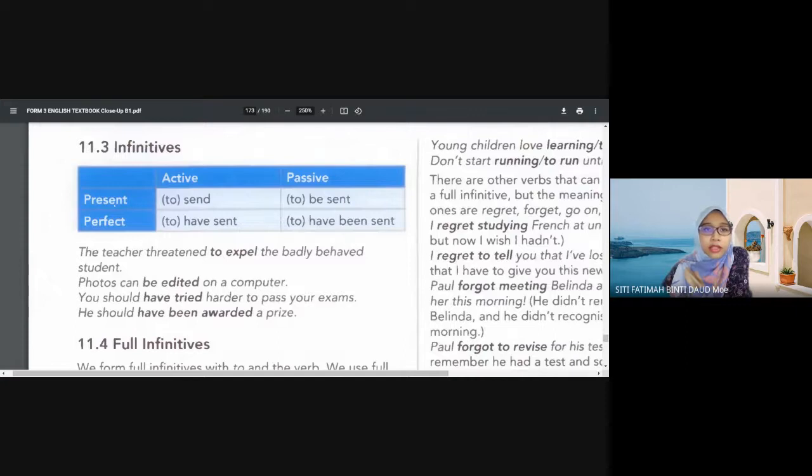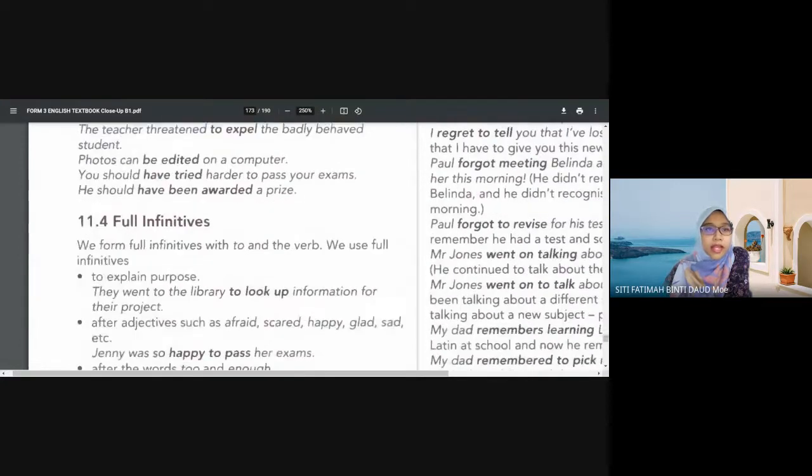Okay, the teacher threatened to expel the badly behaved student. Okay, the teacher threatened. Guru itu mengugut, mengancam to expel. Expel means buang sekolah. The badly behaved student. Photos can be edited on a computer. Okay, photos can be edited on a computer. You should have tried harder to pass your exams. It should have been awarded a prize. A prize. So we have full infinitives.